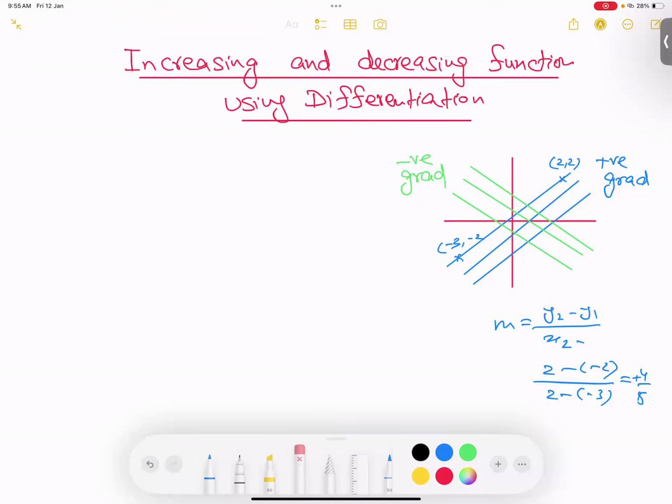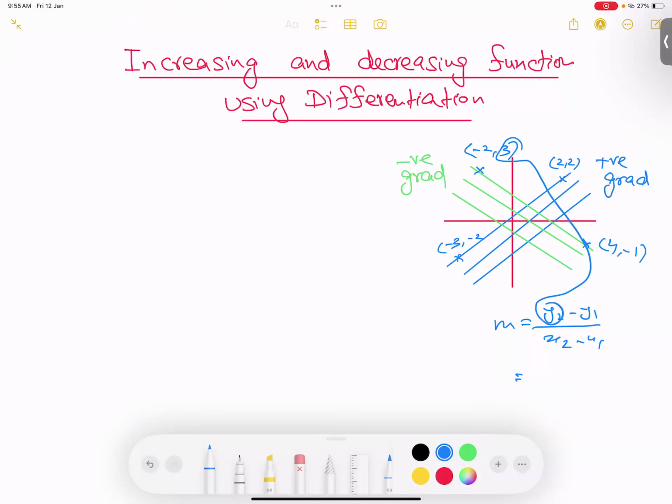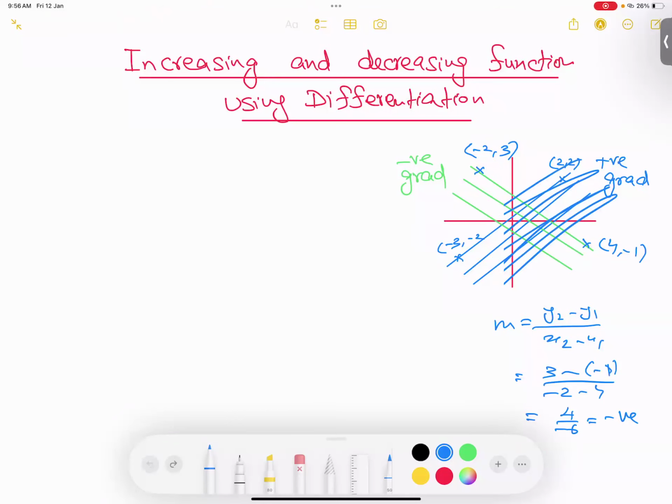And if I show you another example, then you will believe me. For example, take this point here: x is negative 2, y is plus 3. Take the other point here: x is positive 4, y is minus 1. If I apply the gradient formula, y2 is 3, y1 is minus 1, x2 is minus 2 and x1 is 4. So the numerator is 4 and the denominator is negative 6. You saw we got a negative answer.